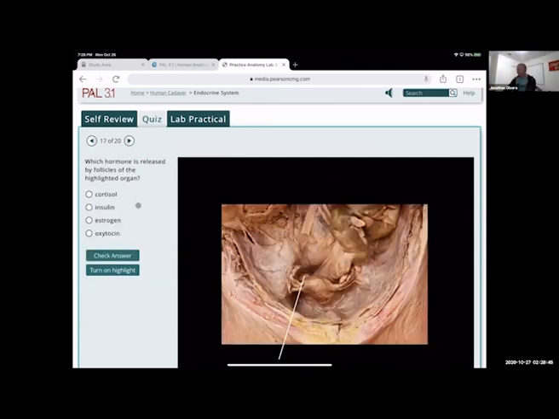Okay. Now, which hormone is released by follicles of the highlighted organ? What's the highlighted organ? Ovaries. What does the ovary release? Estrogen. Releases estrogen.